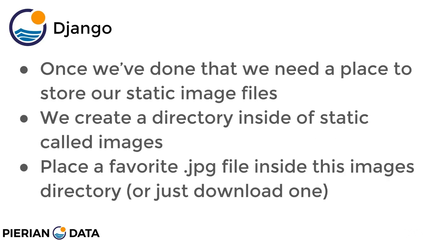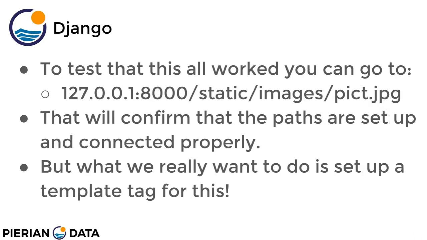Once we've done all that, we need a place to store our static image files. So, underneath the static directory, we'll go ahead and make a new directory called images. And you can go ahead and place a favorite JPEG file inside this images directory, or just download one off the internet. Then to test that this all worked, once we've set it up, we should be able to go to a URL that looks like this. It'll be your domain /static/images, and you should be able to pick up whatever picture you happen to save there. And that will allow us to confirm that the paths are set up and connected properly.